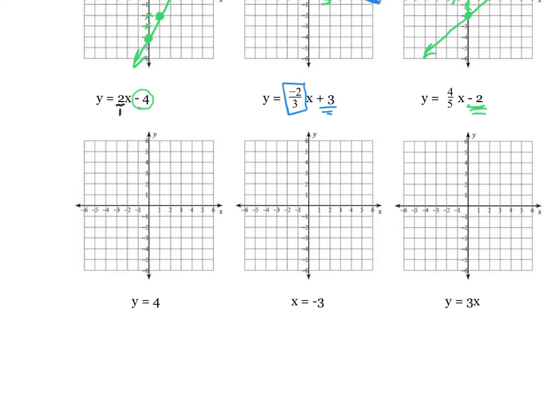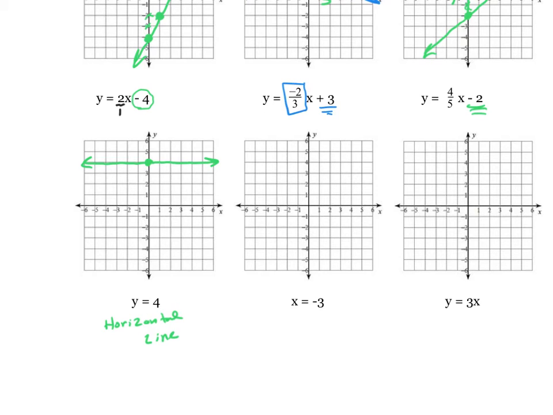Now, this example, bottom left, y equals 4. Notice there's no x involved, okay? When there's no x involved, that means that there is no slope. There's nothing to count. All I have is the y-intercept, which is at 4. And when it's y equals 4, that is just a horizontal line through 4 on the y-axis. So this is a horizontal line, like the horizon, straight across, east to west.